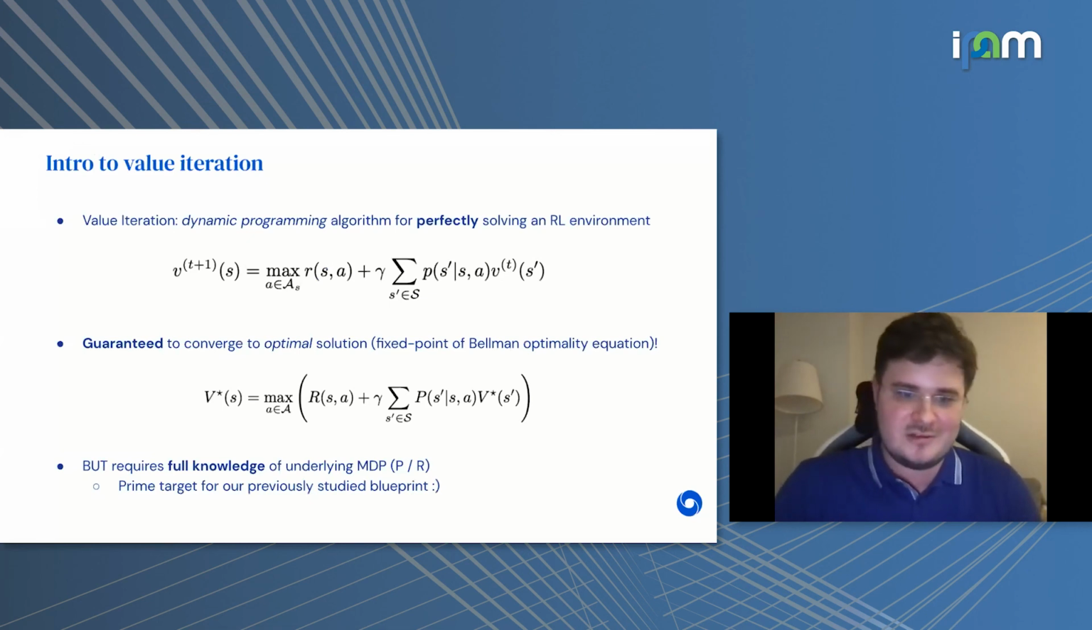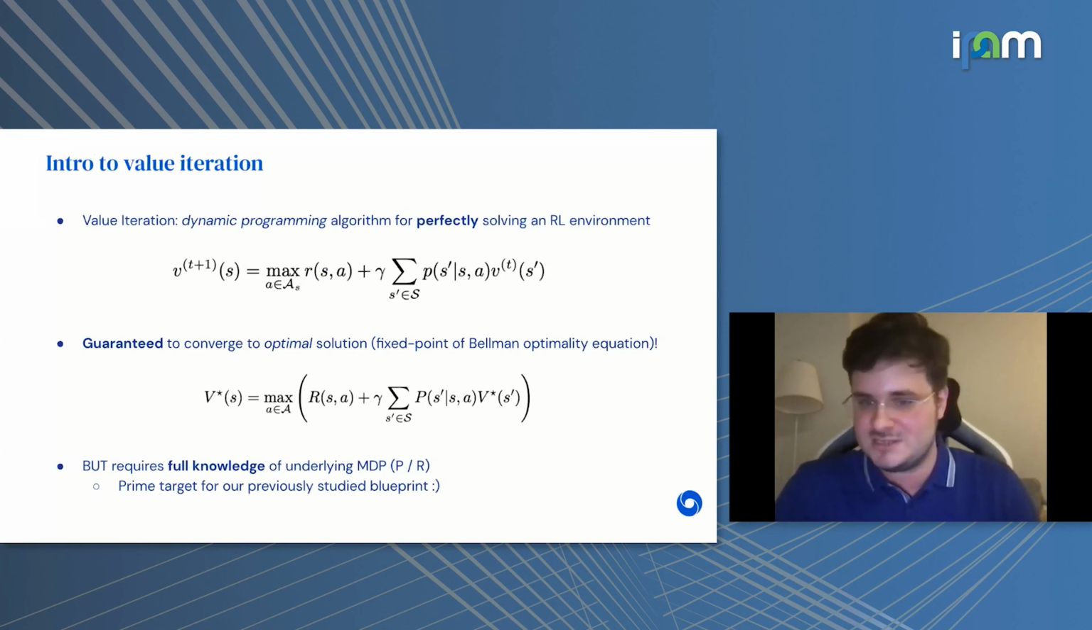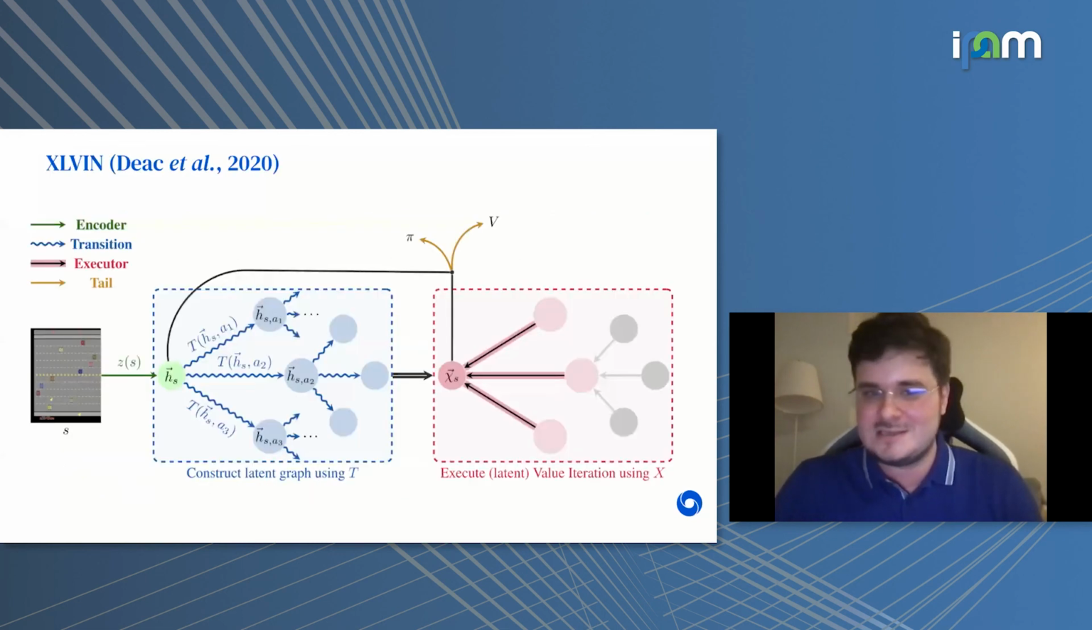The problem with value iteration is that it requires full knowledge of the underlying system you're simulating. So you need to know the probabilities of transitioning, and you need to know the rewards upfront. And because you don't have that knowledge, value iteration is usually not applicable in most real-world reinforcement learning settings. However, this makes it a prime target for our previously studied algorithmic blueprint. So in the XLVIN paper, which was led by Andrea Deac and myself, we showed how our algorithmic reasoning blueprint can apply in this setting.